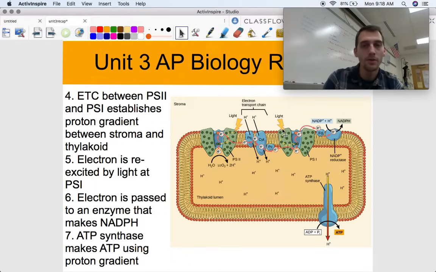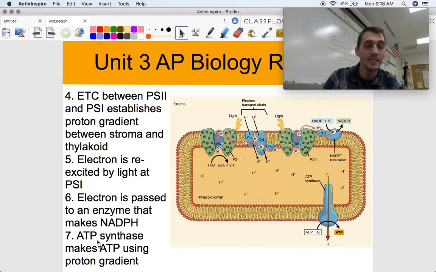And then another photon of light takes that electron and re-excites it in photosystem 1, and then that electron is passed around, and this time, instead of establishing a proton gradient, this electron is going to help catalyze the formation of NADPH. NADPH is an electron-carrying molecule. It's a reducing agent. We're going to talk about NADPH and NADH momentarily.